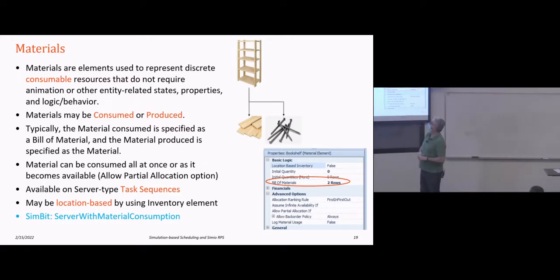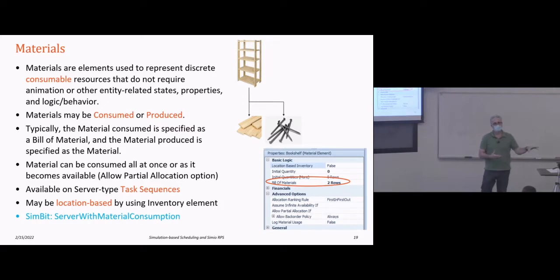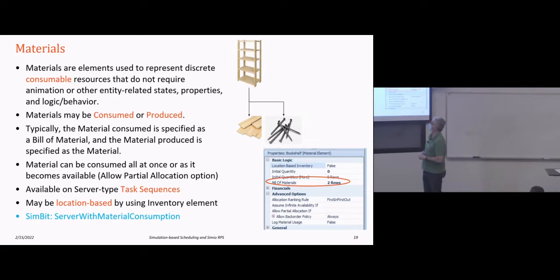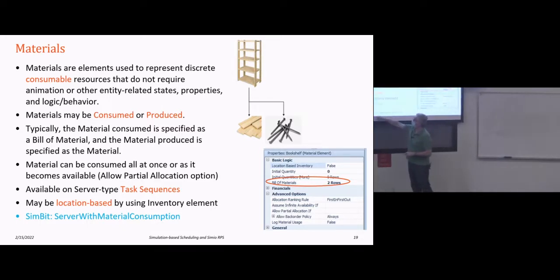So materials can either be consumed or produced. You can think about a material as an inventory of things. I can consume them and I can produce them. And typically the material consumed is specified as a bill of material, and the material produced is the material itself. So I'm going to show that same example using this Simbit.